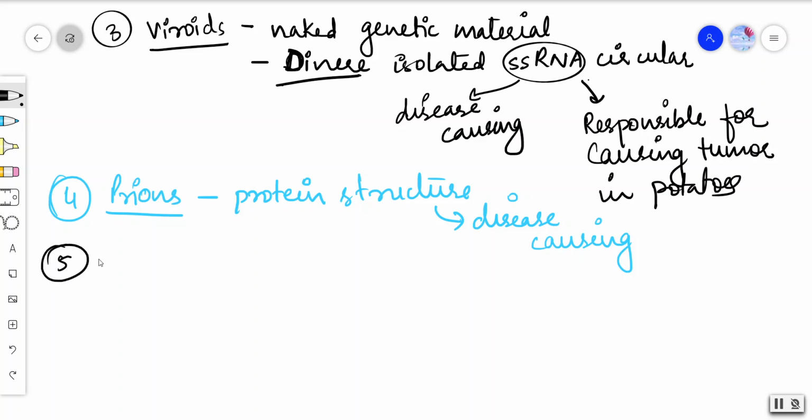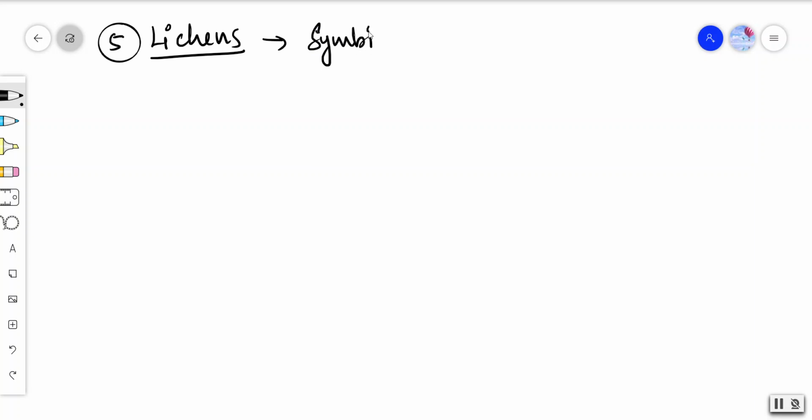Now coming to the fifth one. Let me clear this now. Fifth, that is lichens. Lichens, we generally say that they are the association of algae and fungus. Okay, and this association is a symbiotic association of algae and fungus.